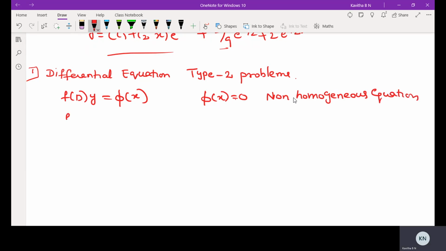If phi of x contains a sine term, sin ax, and a cos ax term, we call it a type 2 problem. When phi of x contains sin ax and cos ax, we call it a type 2 problem.